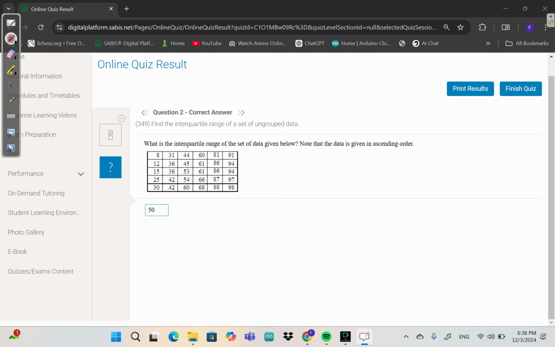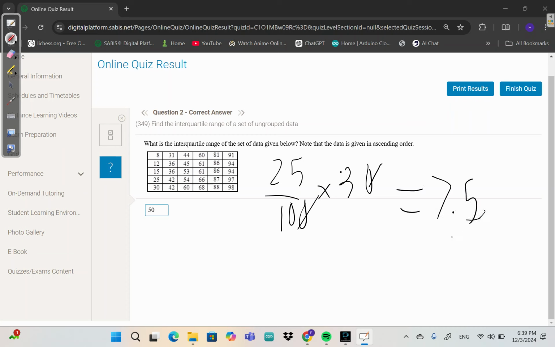Now for our lower quartile, we do the same thing, 25 over 100 times 30, which on our calculator we'll get 7.5, which we said we're going to round to the next number, which is 8. So our lower quartile is in the 8th position. We count. This is 5, so this is going to be 6, 7, 8. So it's 36. That's our lower quartile.